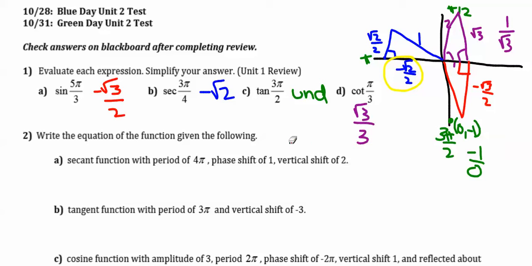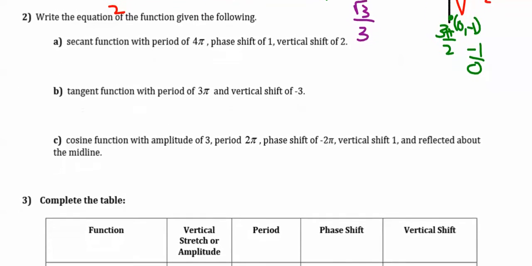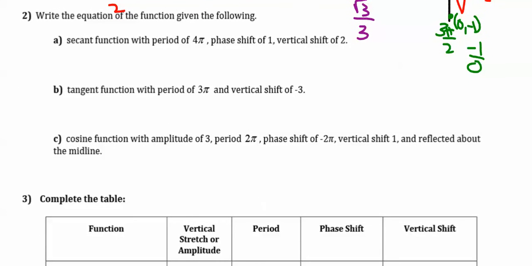All right, now on to Unit 2. So it says write the equation of the function given the following. Before I write the equation, I'm going to list what each of these stand for. So we want a secant function with a period of 4 pi. Remember that the period is 2 pi over b. My phase shift is 1, so phase shift, that is my c value. Vertical shift of 2, so that is my d value.